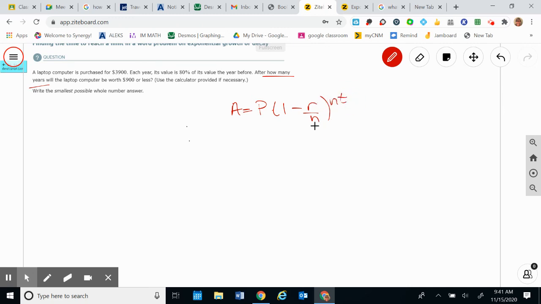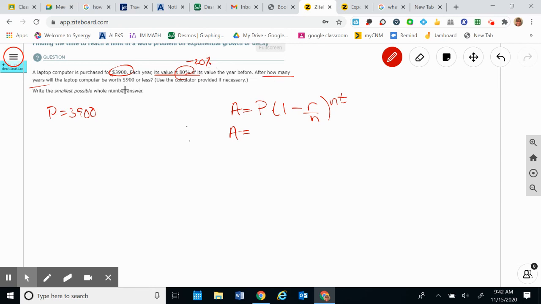I did this just because we can always come back to it. It's best to memorize the more complicated problem. We purchase it for 3,900, so P equals 3,900. Each year its value is 80% of its value, so that's what's going to go inside the parentheses, 80%. The rate is actually 20%, the rate down is 20% depreciation. So 1 minus 20% would be 80%. They're giving you the answer, whereas before they were giving you the depreciation. So I just want you to be prepared for both.